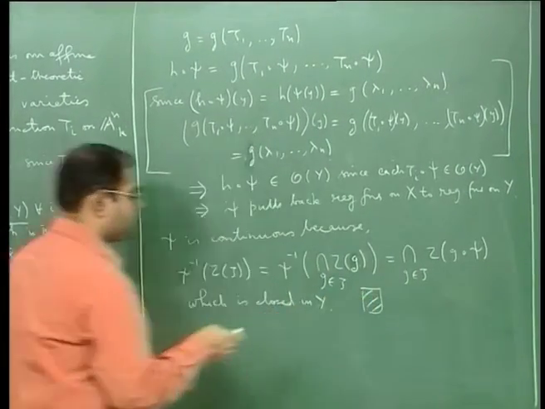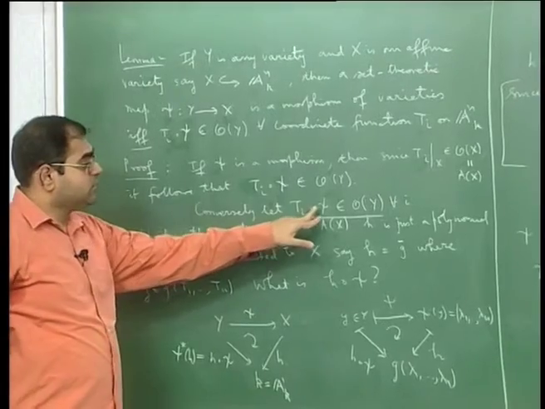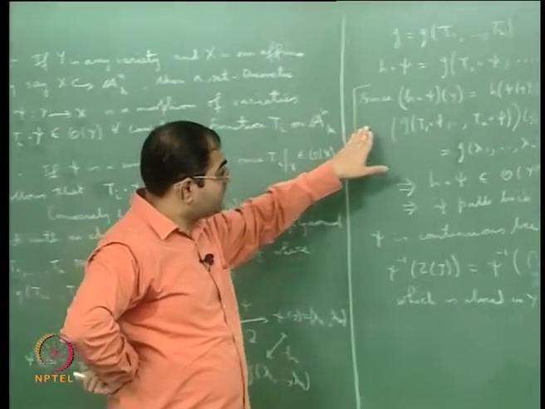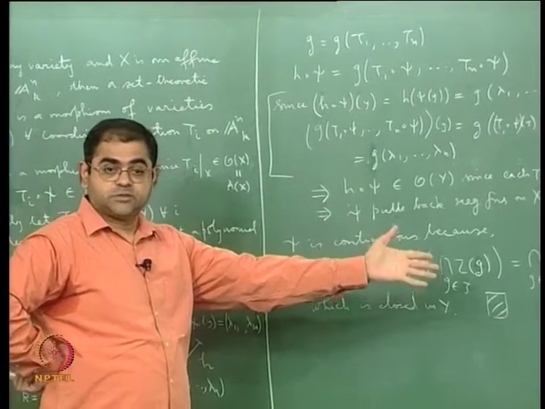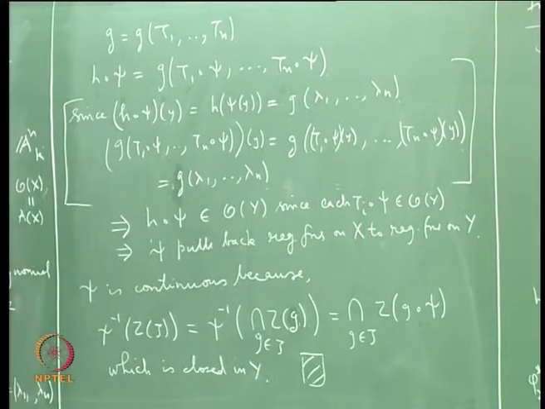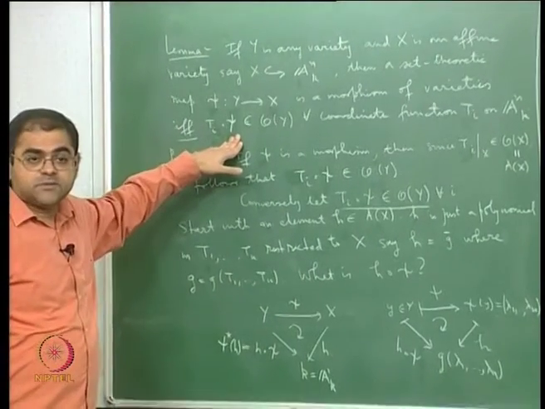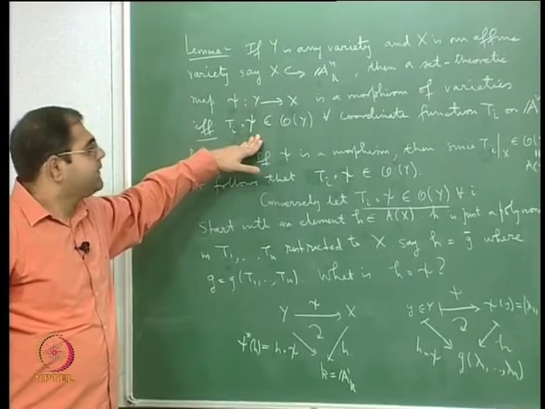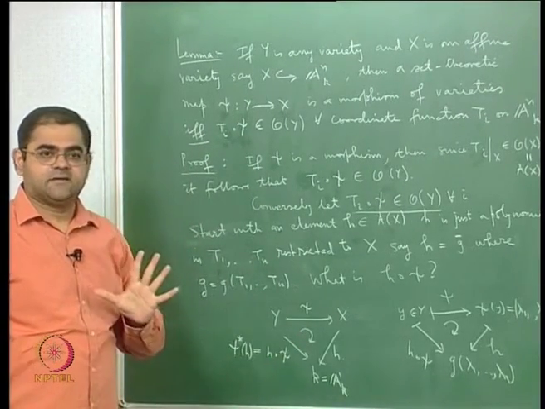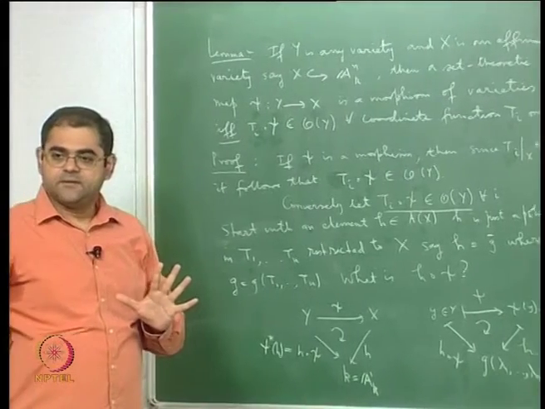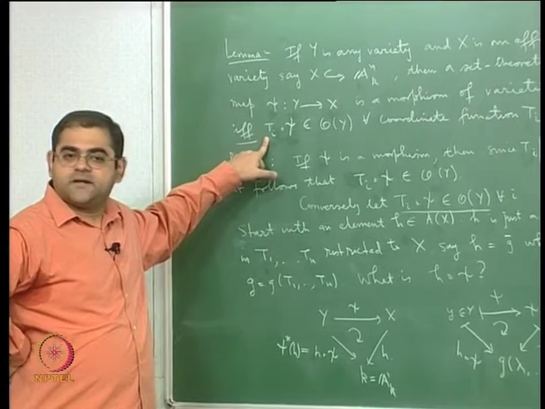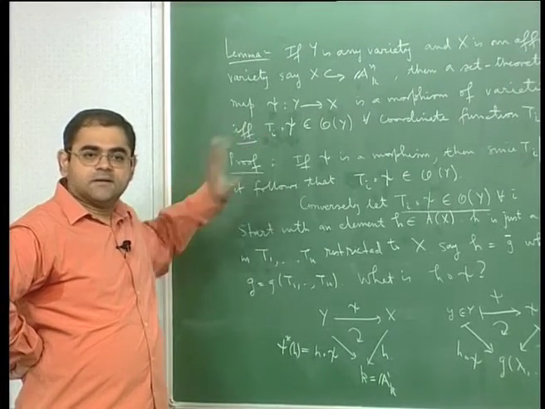So you verified that if psi pulls back coordinate functions to regular functions, then psi pulls back any regular function to a regular function, and it is also continuous, so psi is a morphism. It's a very beautiful statement. It tells you very quickly how to verify that a map from a given variety into an affine variety is a morphism. It's very simple. All you do is show that the pullbacks of all the coordinate functions are regular functions.